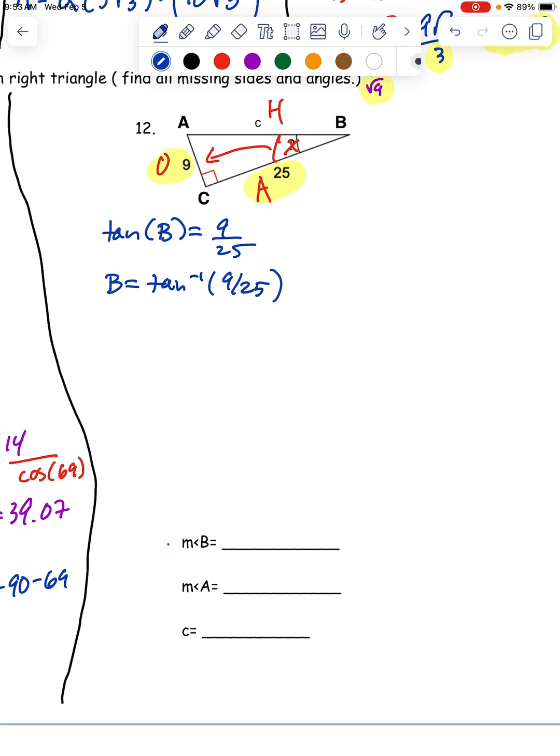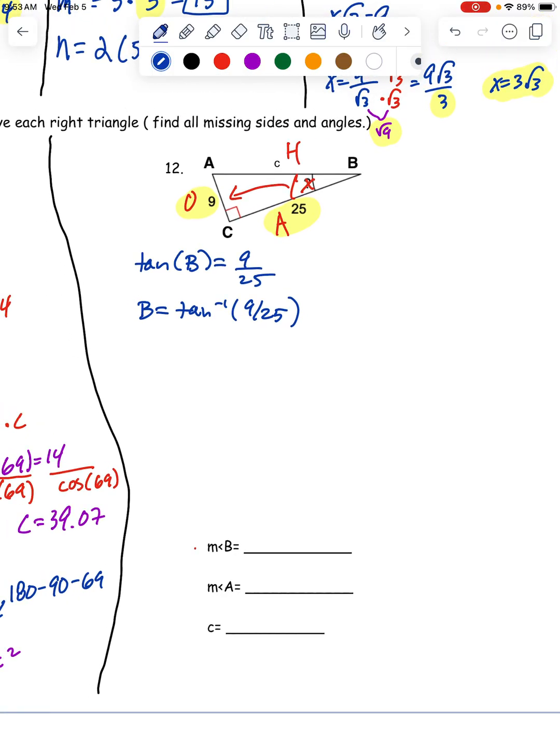Which gives you an answer of 19.80 degrees. Now, I could use trig again to find angle A, or I could just use what I know about triangles and say A is 180 minus 90 minus 19.8, which gives you 70.20 degrees.